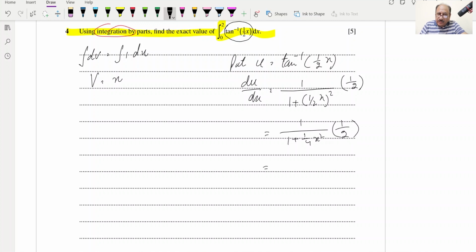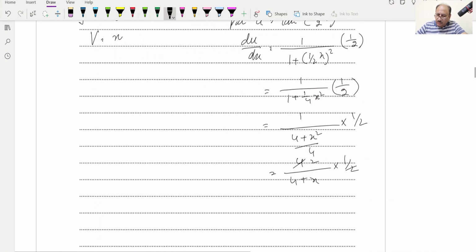Next step, we can take the LCM from the denominator, and this will be 1 over 4 plus x squared over 4, into 1 by 2, and we can rewrite it as 4 over 4 plus x squared into 1 by 2, and this 2 will cancel, and this will be 2 over 4 plus x squared. So this will be our du over dx value which we found.